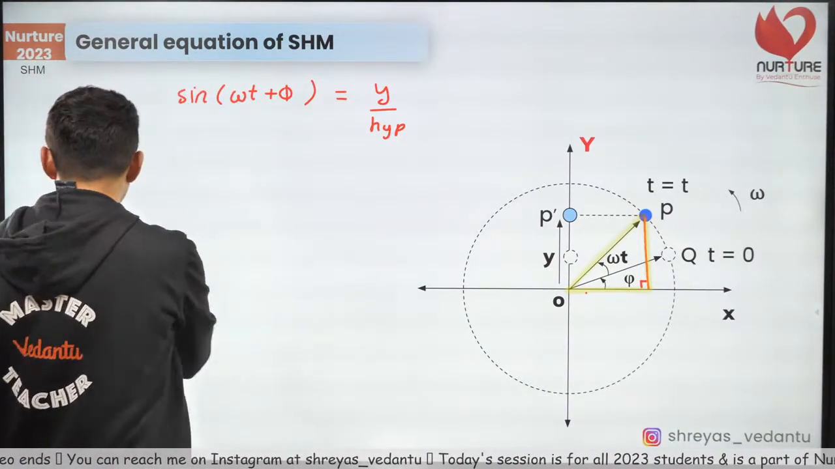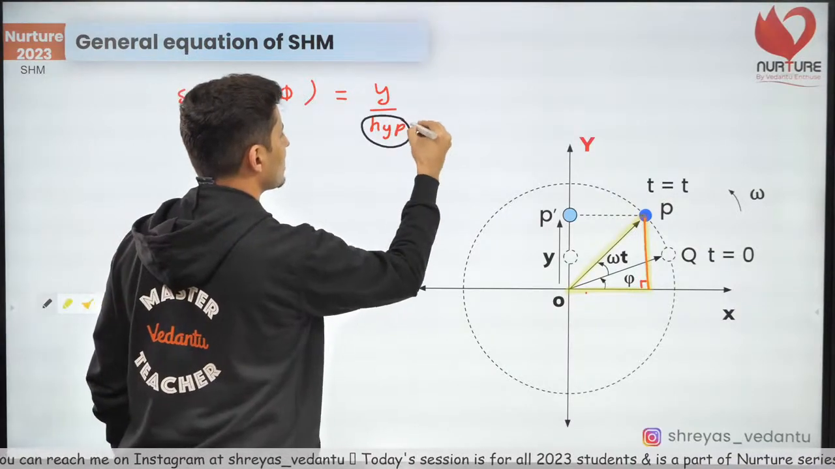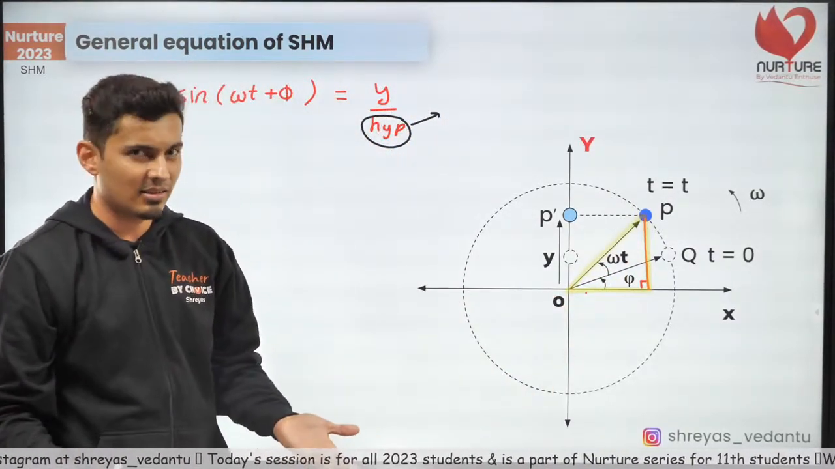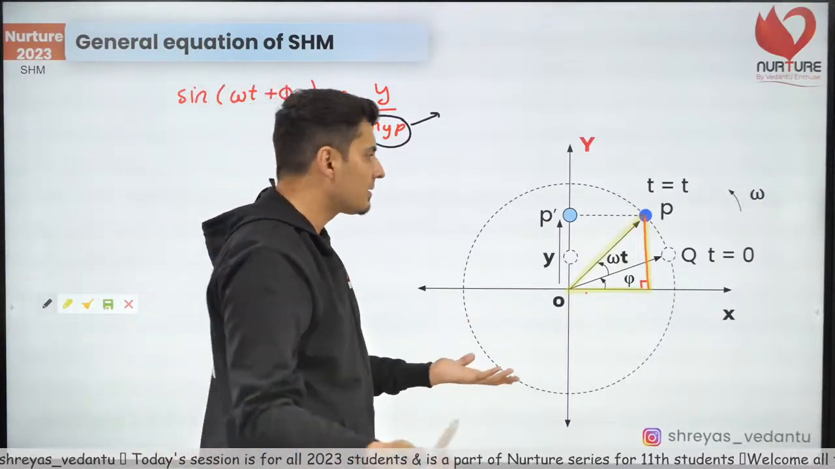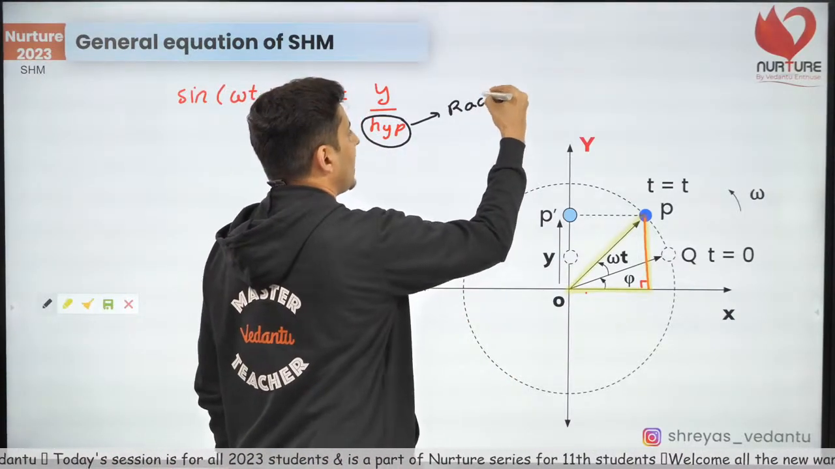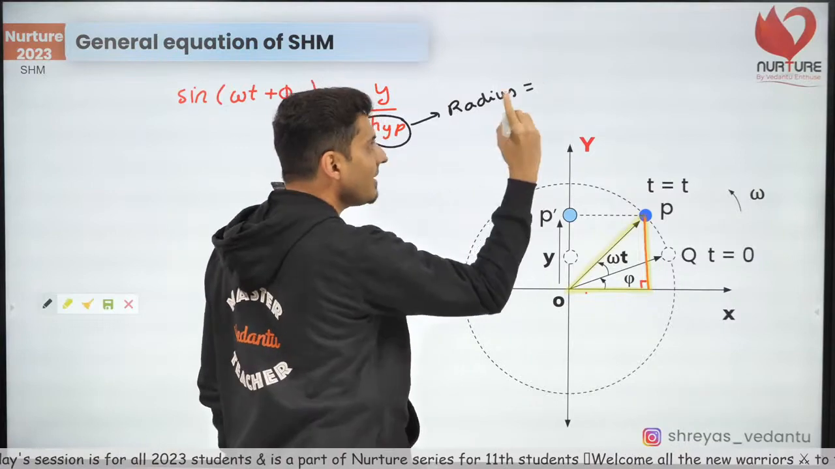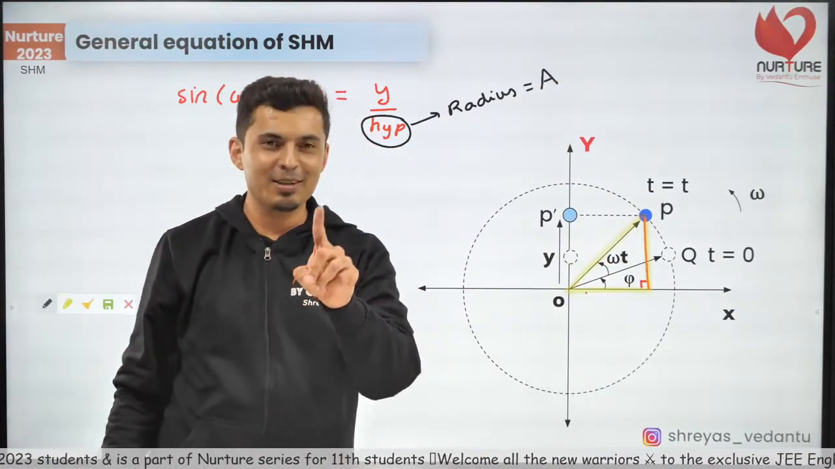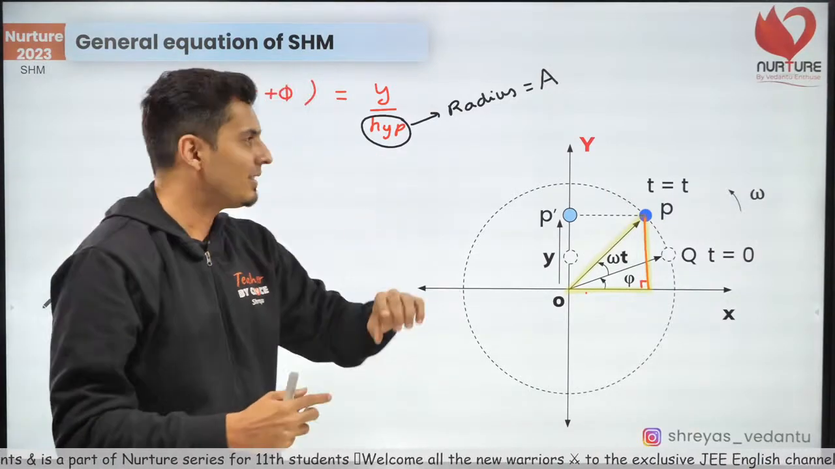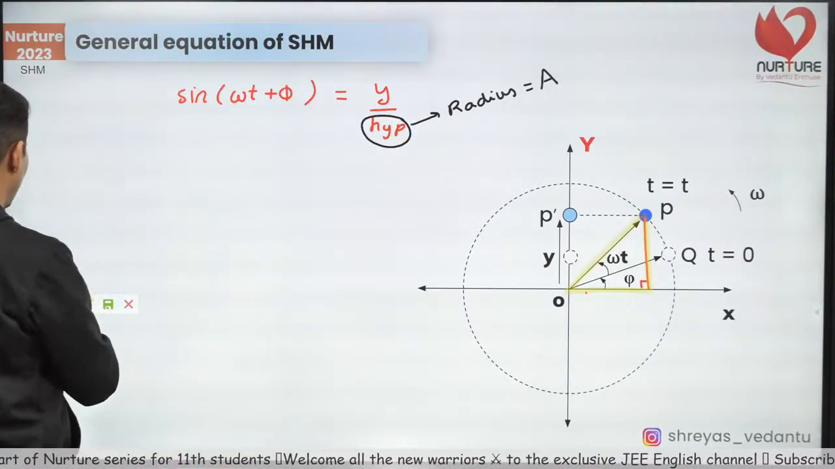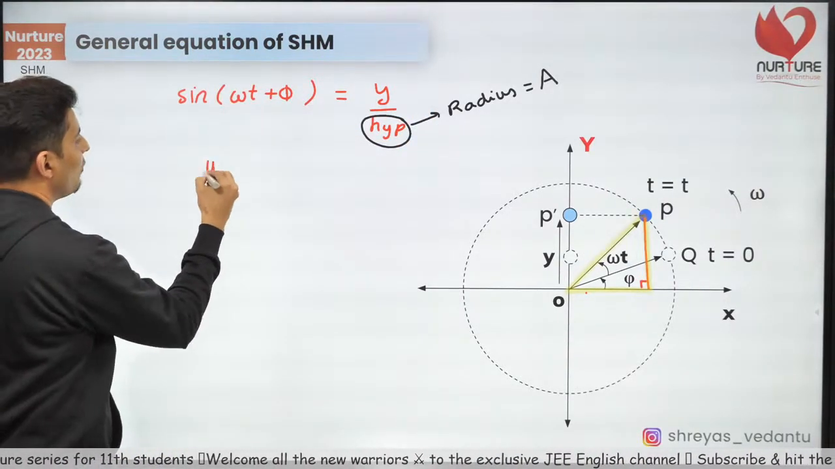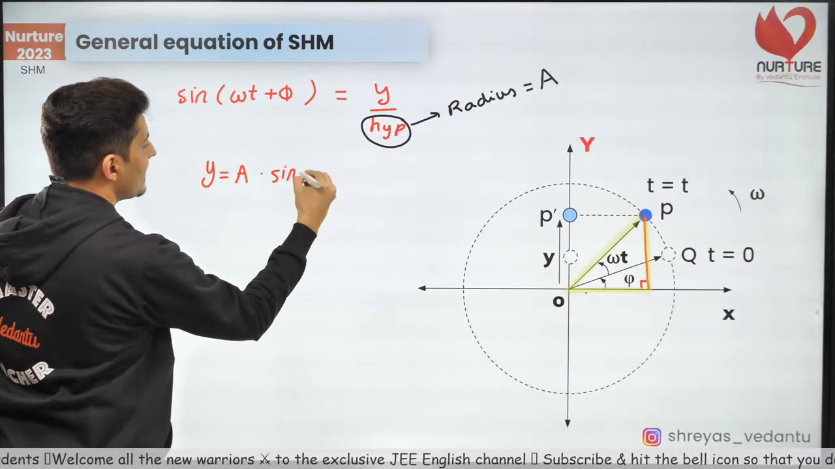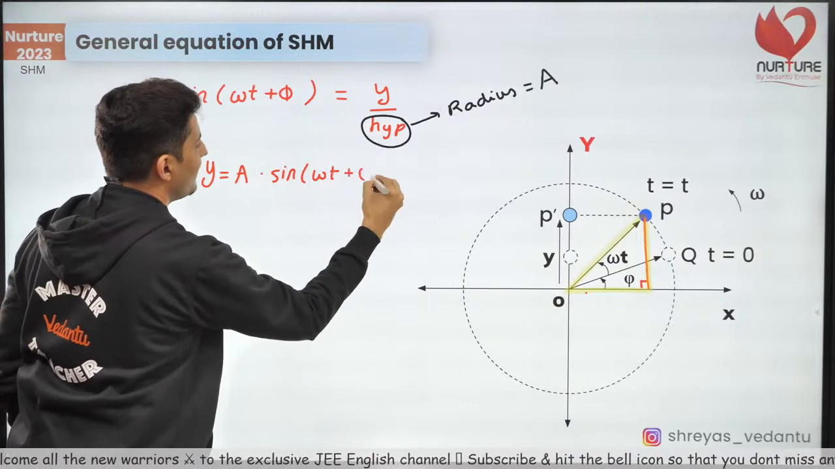Oh, but wait a minute. I already know what this hypotenuse is. Think, what is this hypotenuse? Hypotenuse is the radius, isn't it? And we already figured out the radius is nothing but the amplitude of the oscillation. Radius is equal to the amplitude of SHM. So just move that term over here and see what you get. You will get y is equal to a into sine of omega t plus phi.